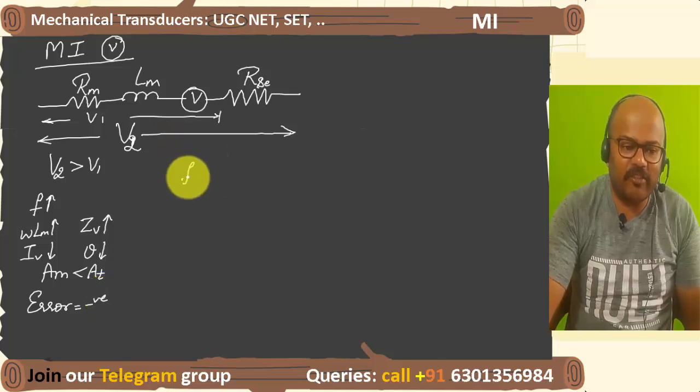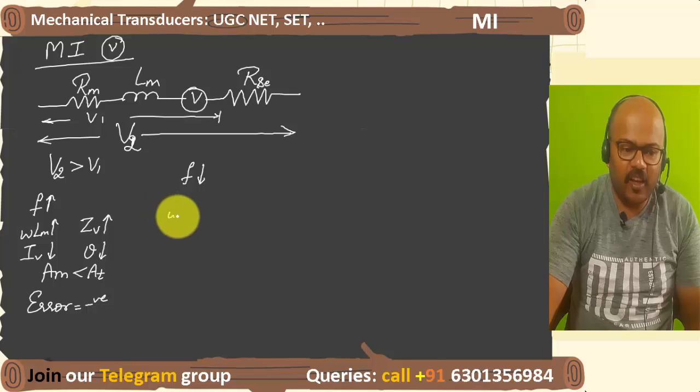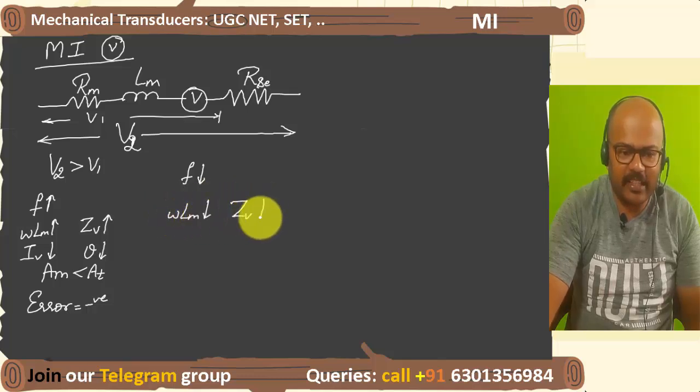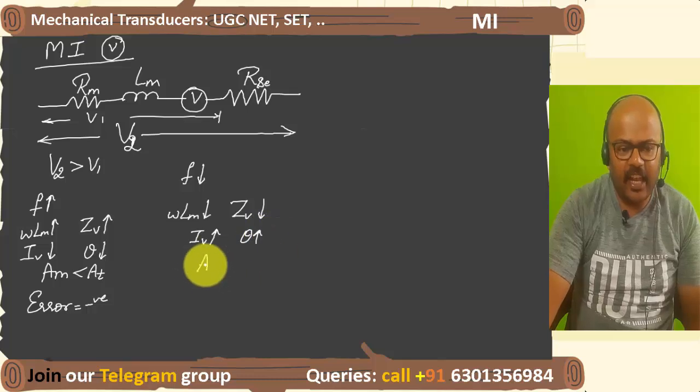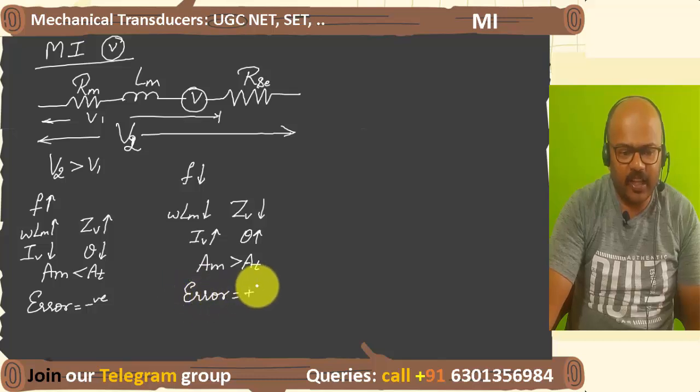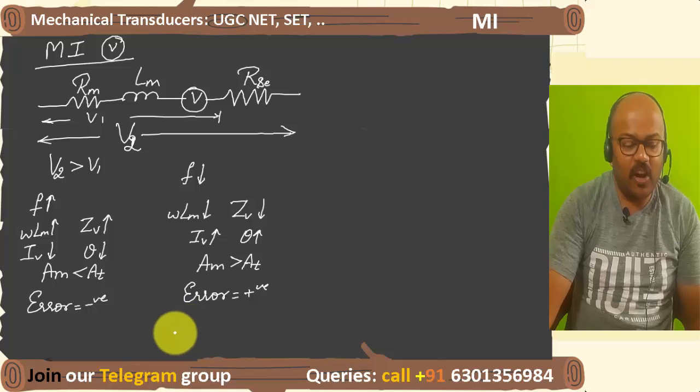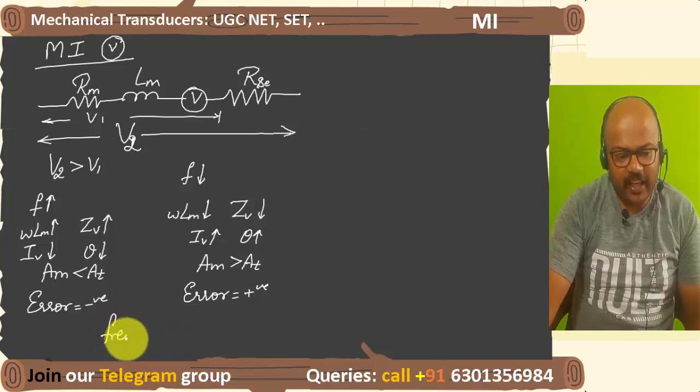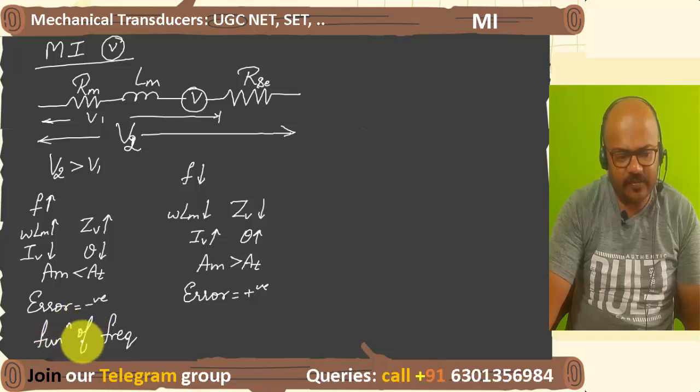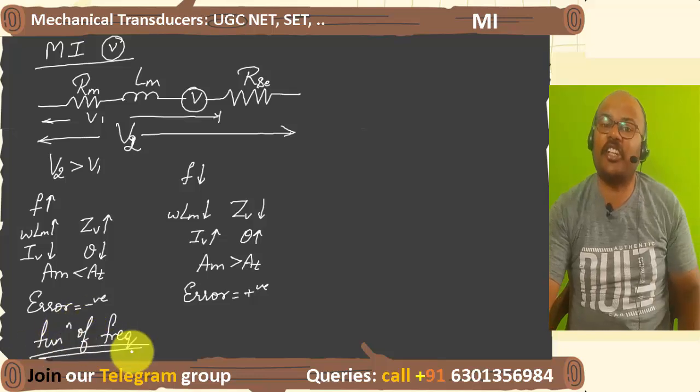Similarly, suppose the frequency you are decreasing. Omega Lm decreases. Voltmeter impedance decreases. Current increases. Theta increases. Measured value will be greater than the true value. Error is what? Positive. So it is a function of frequency. The circuit is a function of frequency.